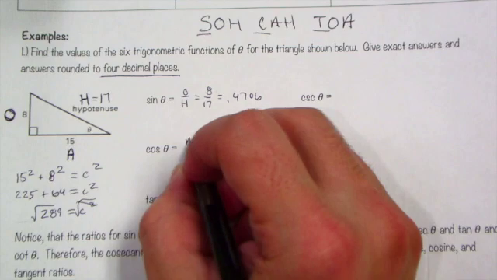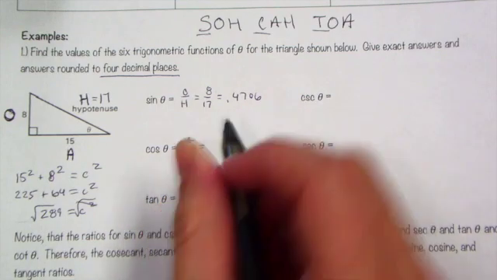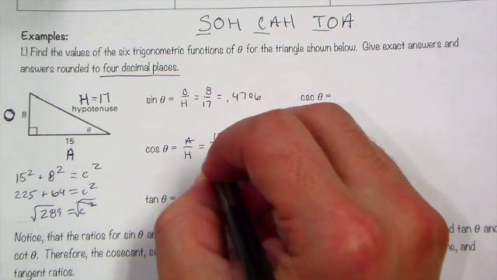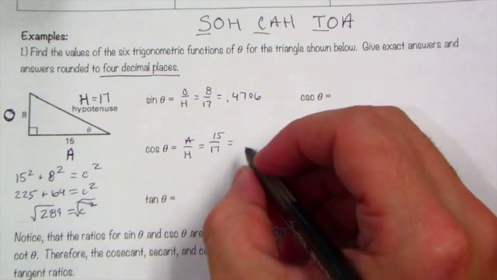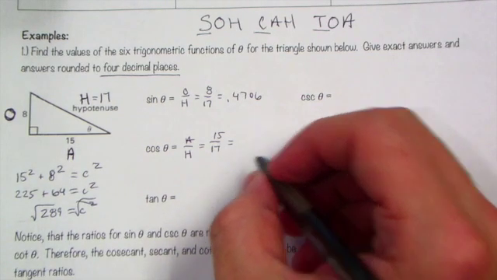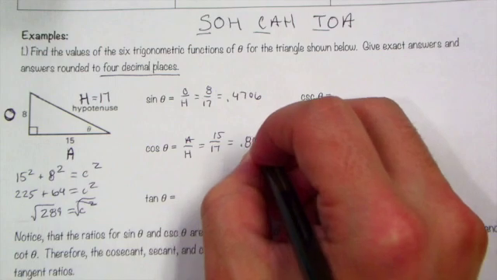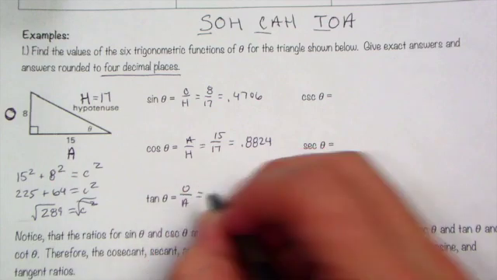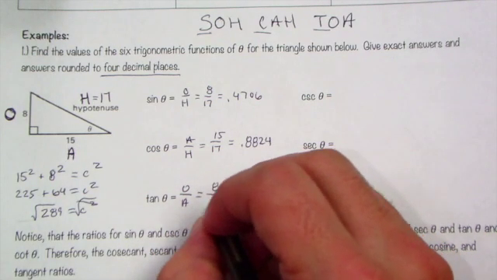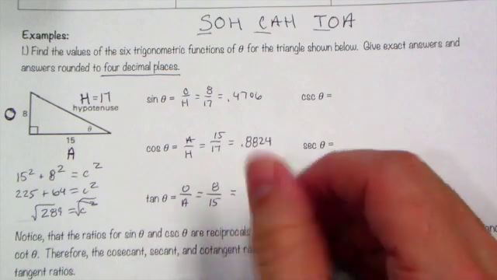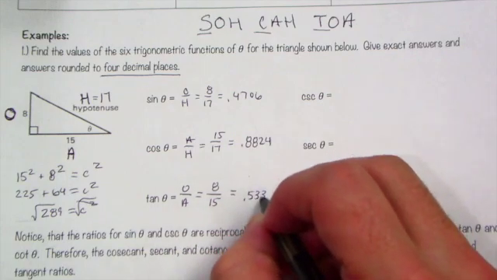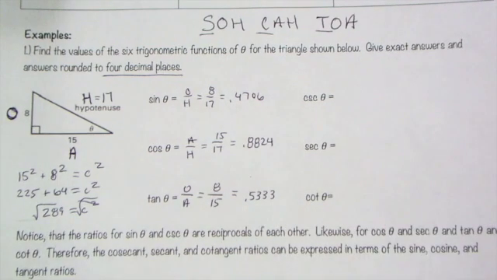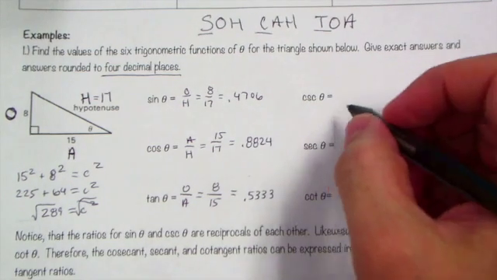Cosine is adjacent over hypotenuse, which if I use the adjacent 15 over 17 and divide those, I get a decimal of 0.8824. And then tangent, being opposite over adjacent, is 8 over 15, which divided is 0.5333.